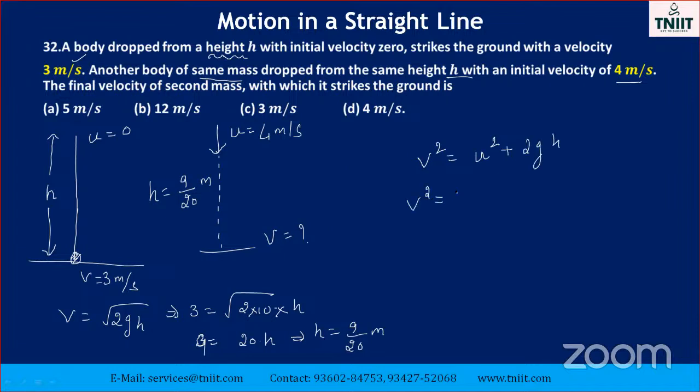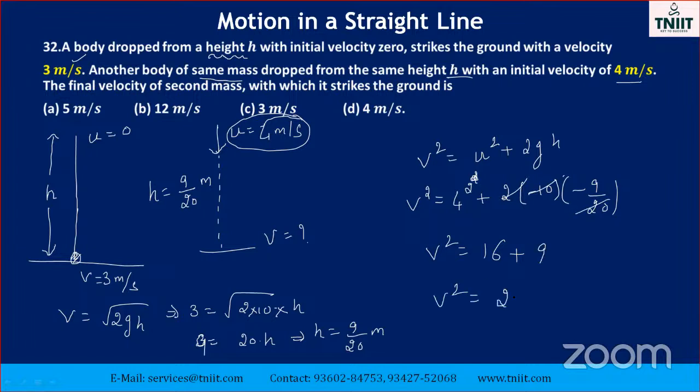So v squared equals 4 squared because initial speed is given, that is 4 meter per second. You can write it here: 4 squared plus 2 into g value, which is 10, into height coming down, 9 by 20. So v squared will be equal to 16 plus 2 into 10, 20. 20 will get cancelled out. So v squared value will be equal to 25. So v will be equal to 5 meter per second. So with what velocity is it reaching the ground? 5 meter per second.